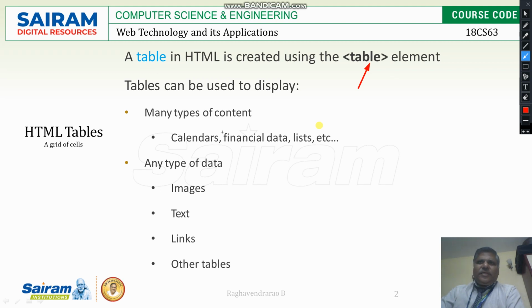Then we have different types of tables. There is a calendar, financial data, and lists. Under lists, there are ordered lists, unordered lists, and so many other things. In some areas you can even embed things by using images, text, links, and other table formats.